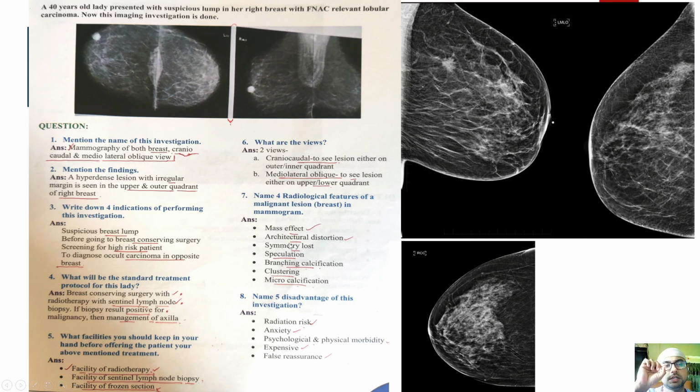Whitish pinpoint lesions. Name five disadvantages. Radiation risk. This is a radiation dependent test. So radiation risk always causes anxiety, that is radiation sickness, psychological and physical morbidity, it will be more expensive, and false assurance. So sometimes it is falsely detected.